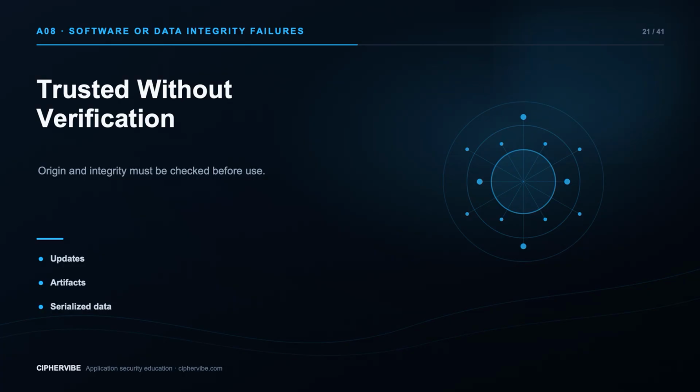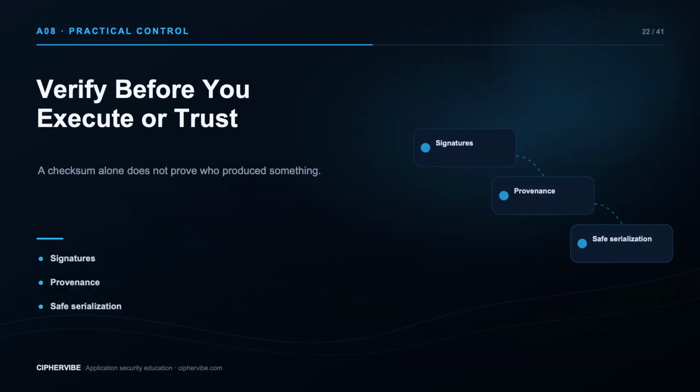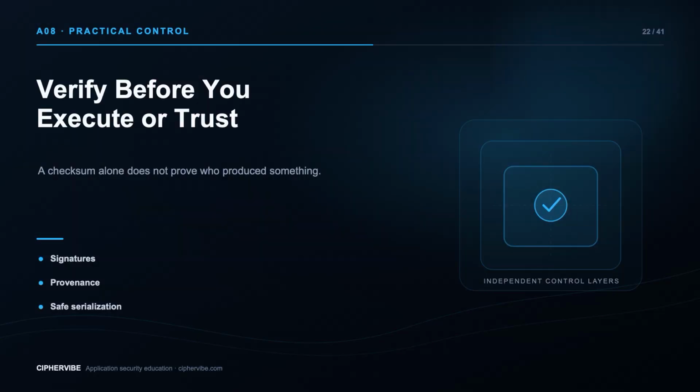Examples include unsigned updates, unverified CI/CD artifacts, unsafe deserialization, unprotected pipeline configuration, and client-controlled data that the server treats as authoritative. Verify digital signatures and trusted identities, retain provenance, protect repositories and pipeline definitions, restrict who can change release workflows, and promote immutable artifacts. Avoid native object deserialization from untrusted sources. Use simple formats with strict schemas, reject unexpected types, and bind important state to server-side authority.